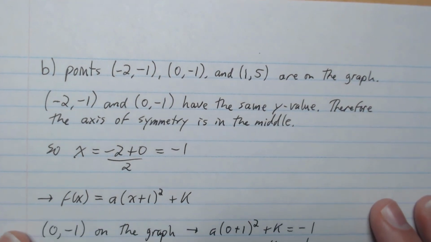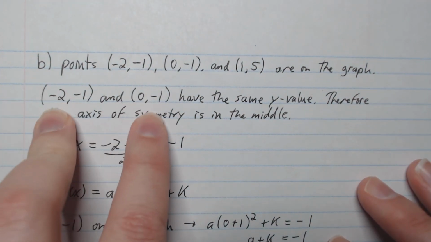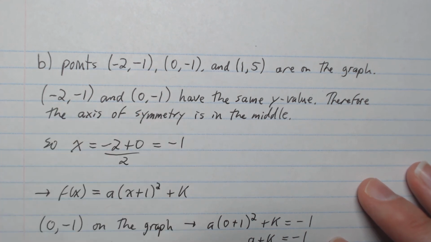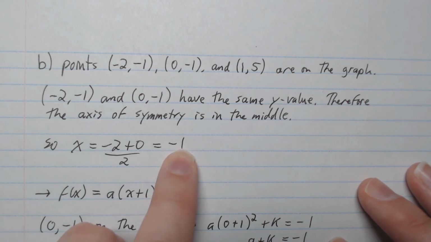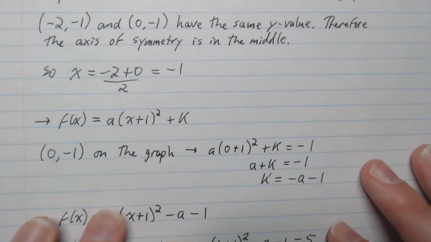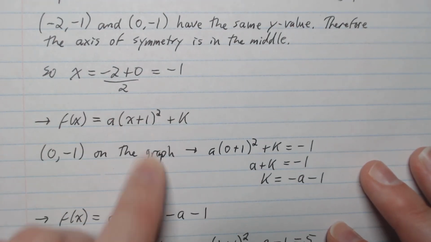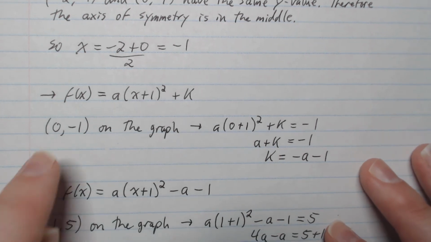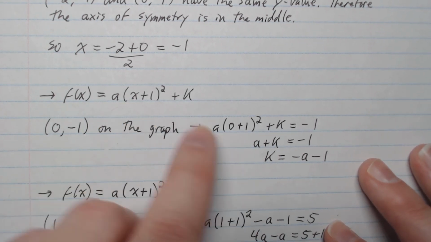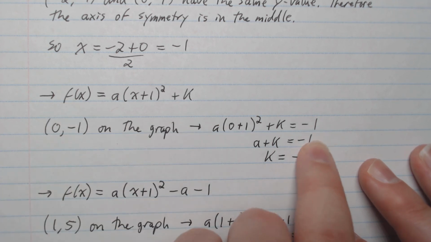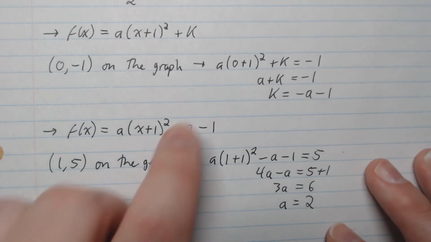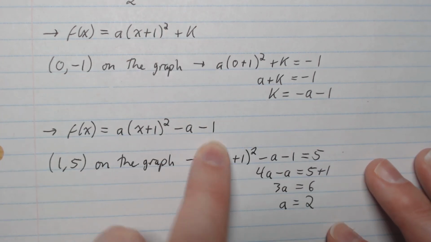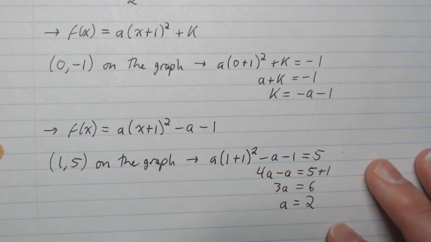Okay, B. These 2 points have the same y value, so the axis of symmetry is in the middle. So minus 2 plus 0 divided by 2 gives negative 1, like that. So here's our updated function, (x plus 1) squared. (0, negative 1) is on the graph, so we plug that in. X equals 0, y equals negative 1. So we get k equals negative a minus 1. Instead of writing k, we're going to write minus a minus 1. So now we have only one unknown a.